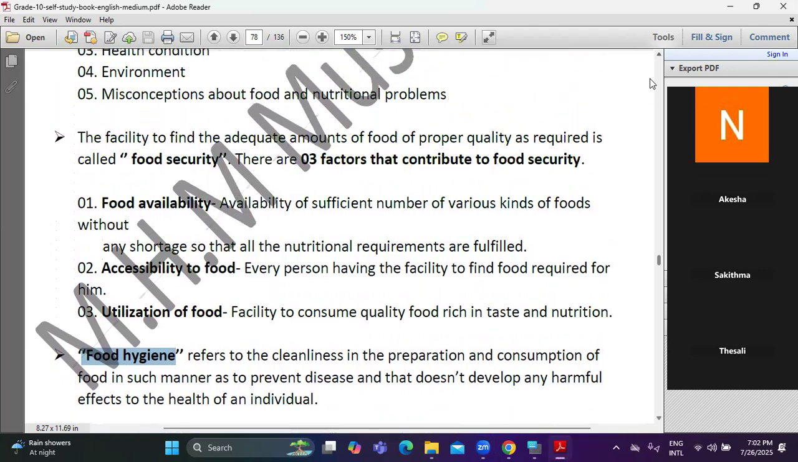Then write in point form the 3 factors that contribute to food security. What are they? Food availability, accessibility to food, and utilization of food. Write in point form. Then we'll discuss what is meant by food availability, accessibility to food, and utilization of food.